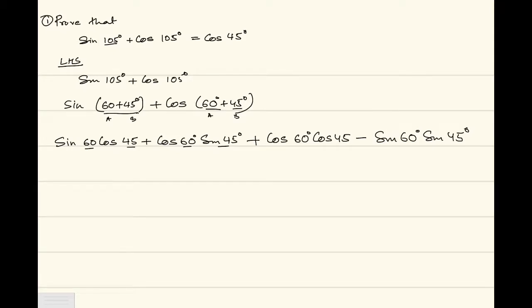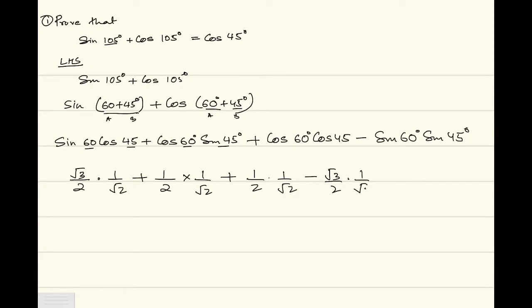Sine 60 is equal to root 3 by 2, cos 45 equals 1 by root 2, plus cos 60 is half again, and then sine 45 is 1 by root 2. I suppose you are already aware of these standard values. Cos 60 again makes us half, and then 1 by root 2, and that's followed by sine 60, root 3 by 2, and with sine 45, 1 by root 2. So now let's simplify this.